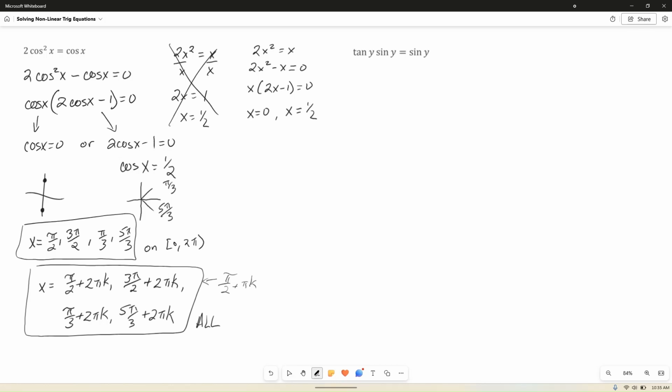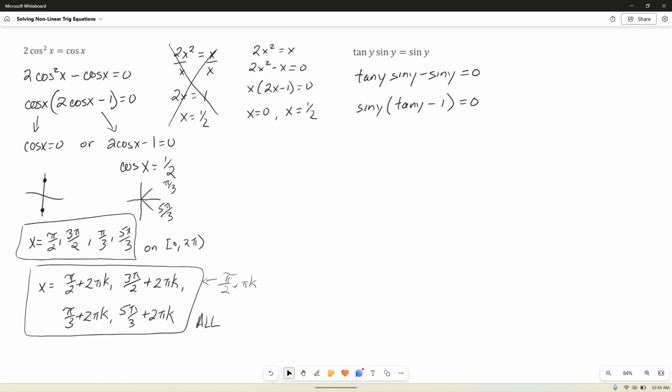Okay, so let's do that now. So we're going to have tangent of y times the sine of y minus the sine of y, and that's going to be equal to 0. And now if you look at this, we have two terms. We can factor a sine out of both of those. So we'll have the sine of y times the quantity tangent y minus 1, and that's equal to 0.